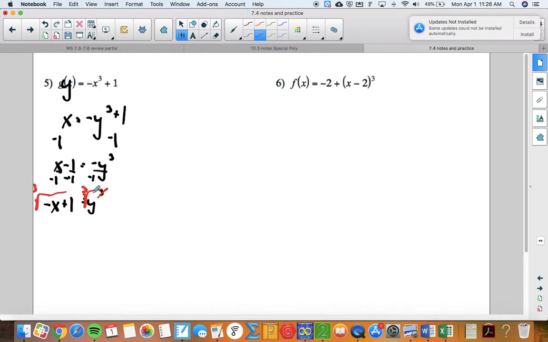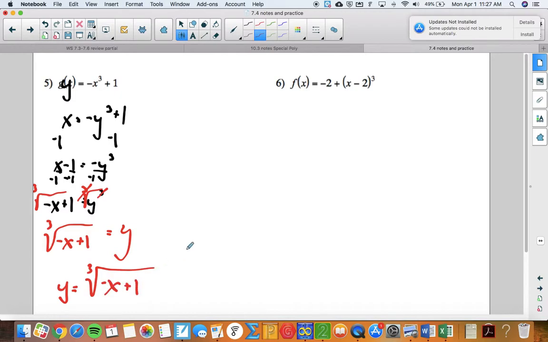Cube rooting undoes cubing, and vice versa. So over here, our final answer is we've gotten y by itself, the cube root of negative x plus 1. And there's nothing else that we can do to simplify that. So there's our final answer, y equals the cube root of negative x plus 1.